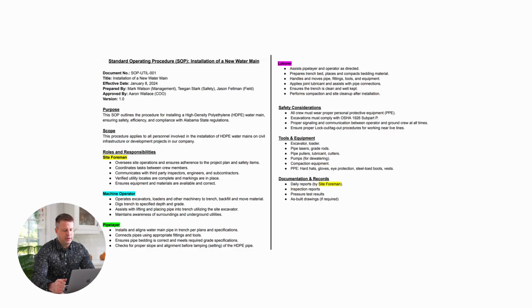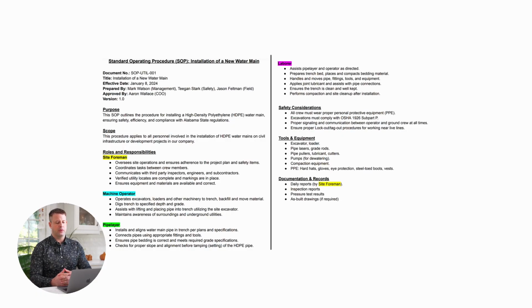The scope. This procedure applies to all personnel involved in the installation of HDPE water mains on civil infrastructure or development projects in our company. So those are 2 parts there. Roles and responsibilities. So we're outlining everyone in the process who is a part of this task. A site foreman, a machine operator, a pipe layer, and a laborer. They all have their own respective roles in this process.